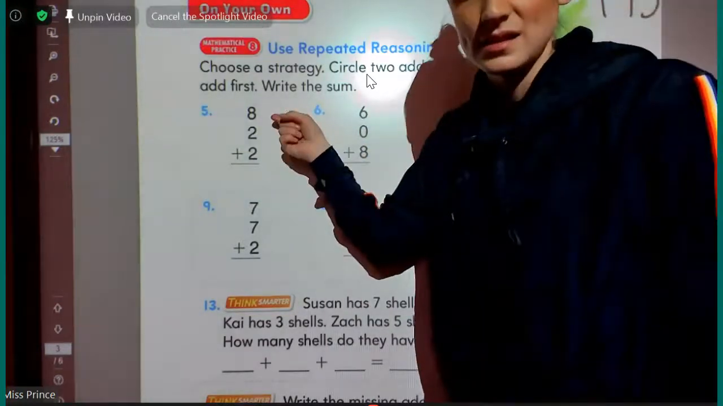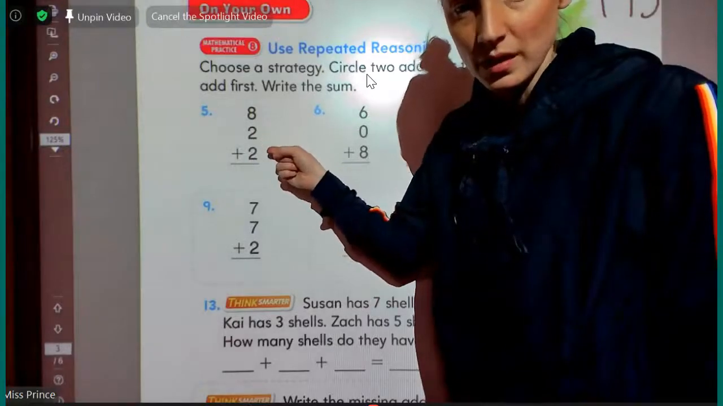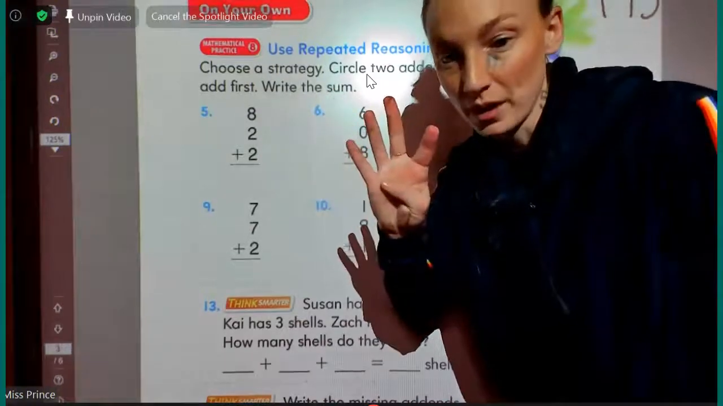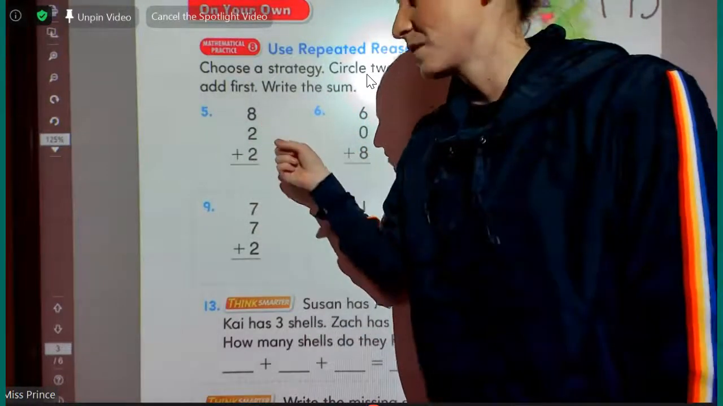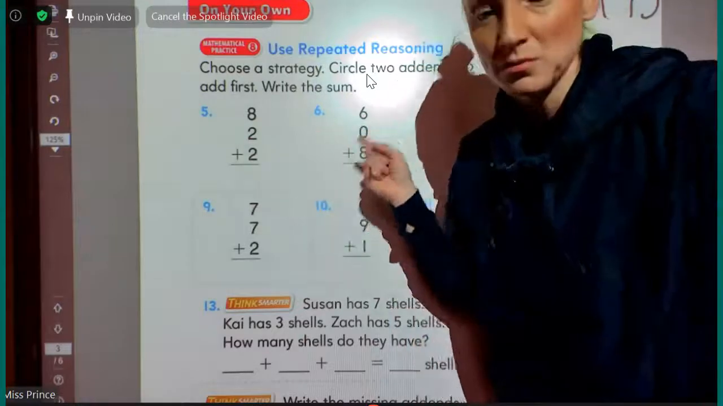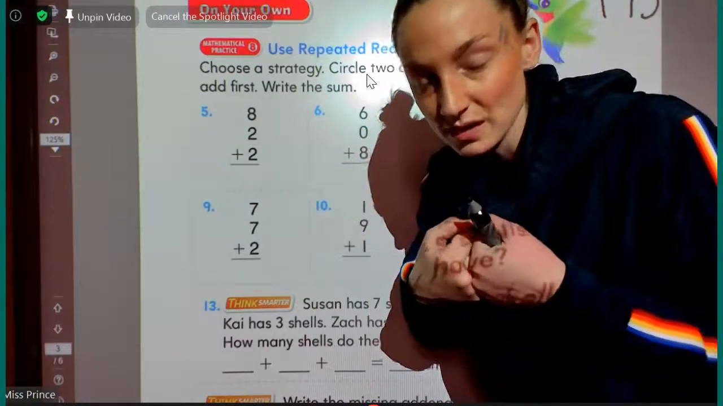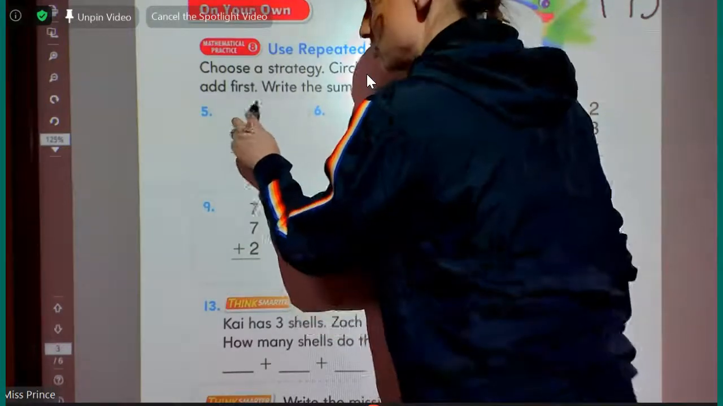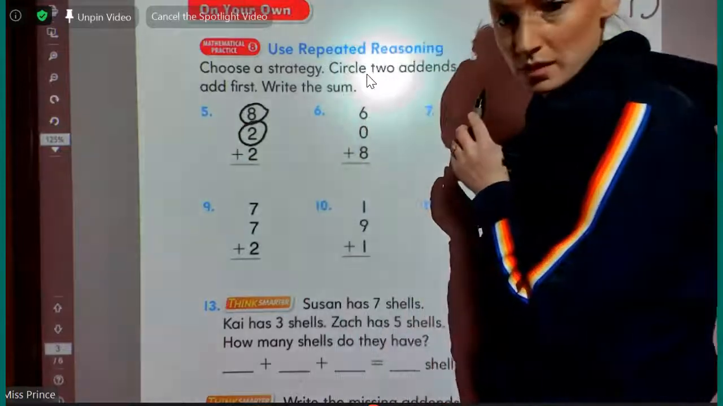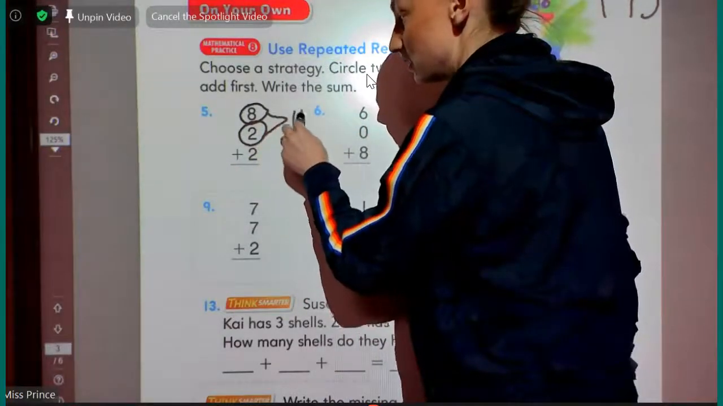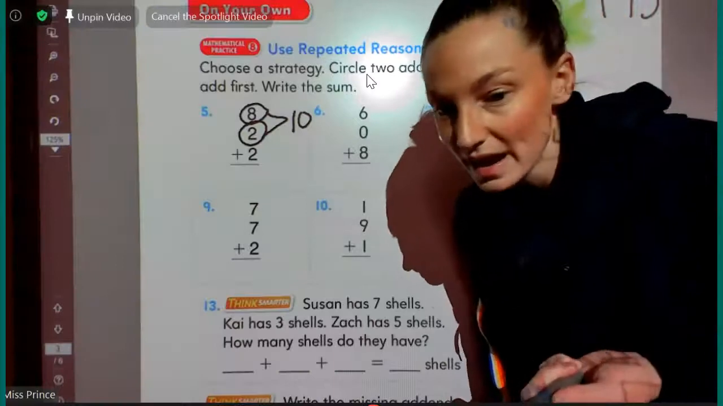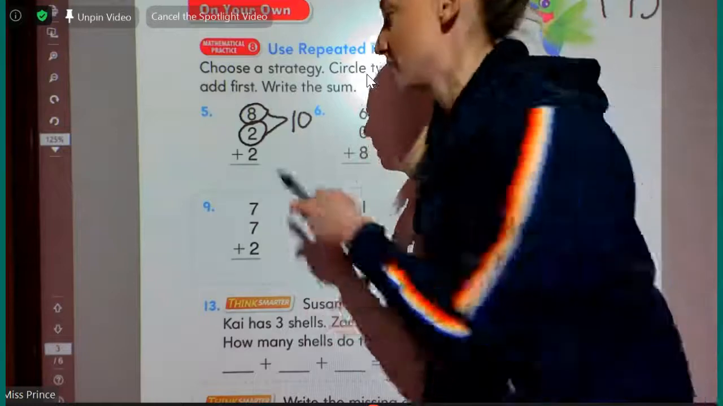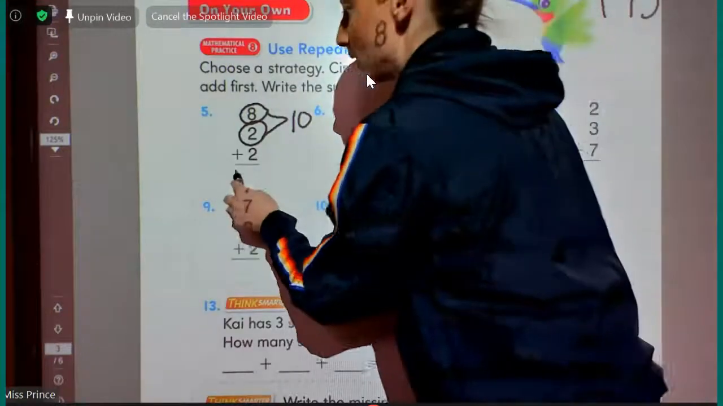Okay? I see 8 plus 2 plus 2. I could choose 2 plus 2 to make 4, but then I would have to add 8 plus 4. I would rather build a 10 because building a 10 and adding on is so much easier. So I'm going to choose 8 and 2 because that makes 10. So now all I have to do is 10 plus 2, and I can do that super quick in my head. 10 plus 2 is 12.